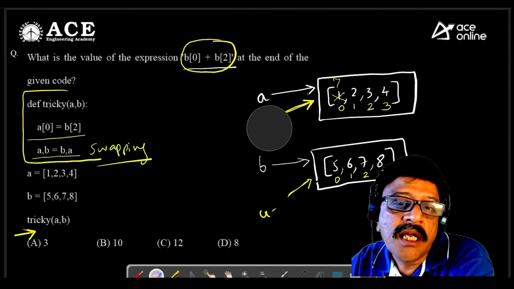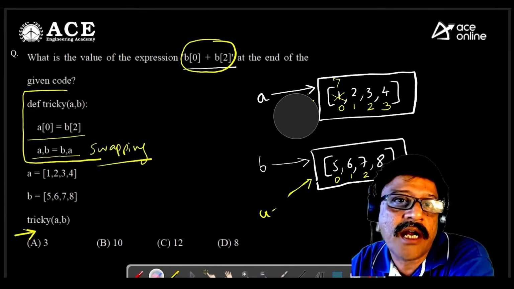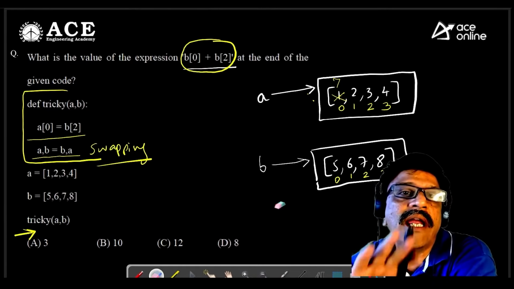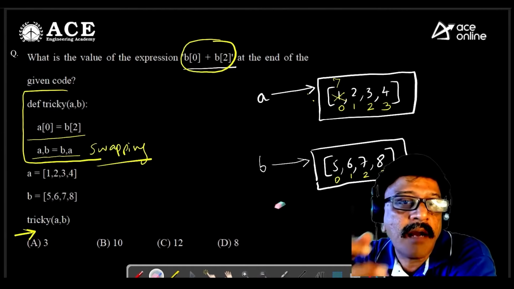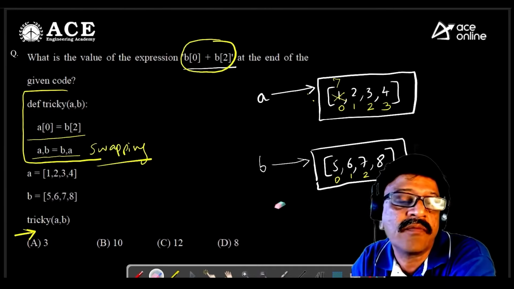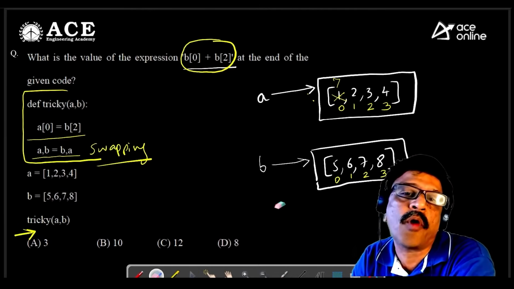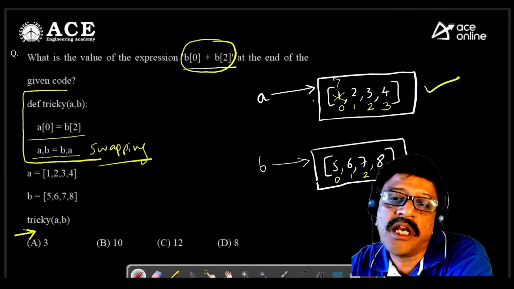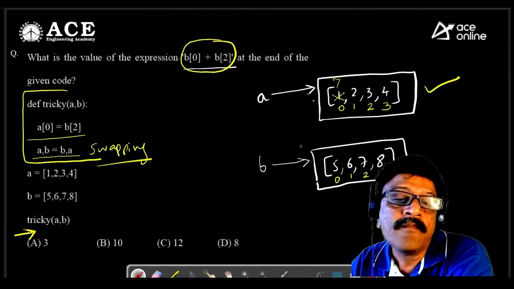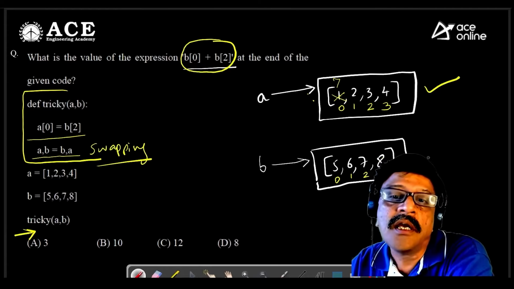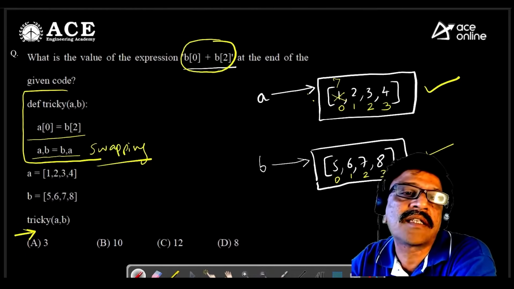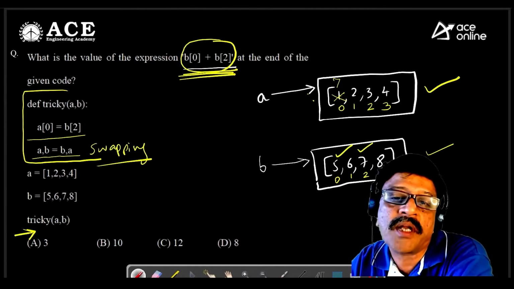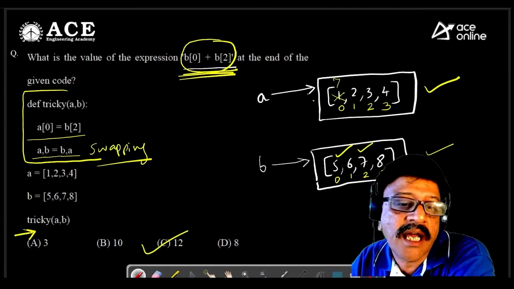As the function has finished, these parameters, which I had shown in yellow, are destroyed. These were local parameters. They live only as long as the function runs. And when we are back to main again, after the function ends, we still have a pointing to the original list, which is, of course, 7, 2, 3, 4 now. Remember, a0 got changed. And b is still referring to the original list, which is 5, 6, 7, 8. And they are asking at the end, what is the value of b0 plus b2? b0 plus b2 has to be 5 plus 7, that is 12. So C is the correct answer.